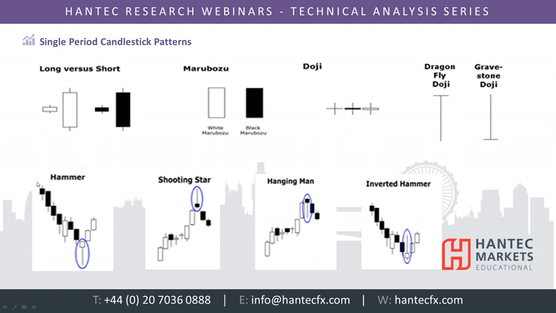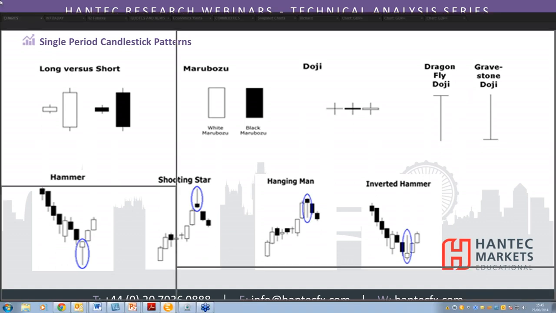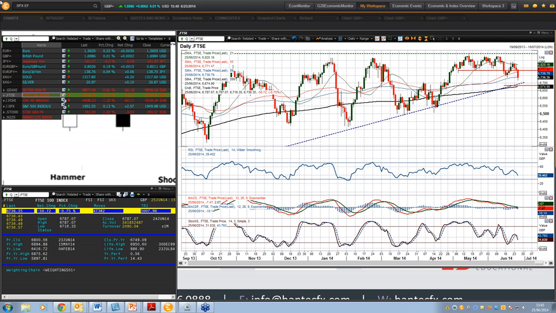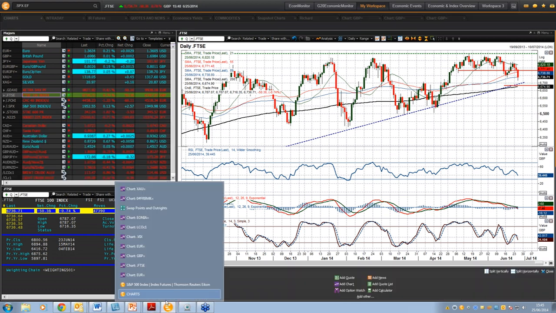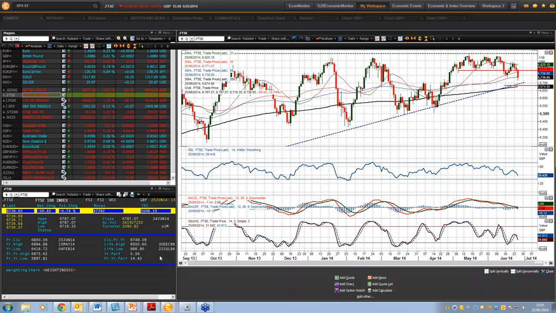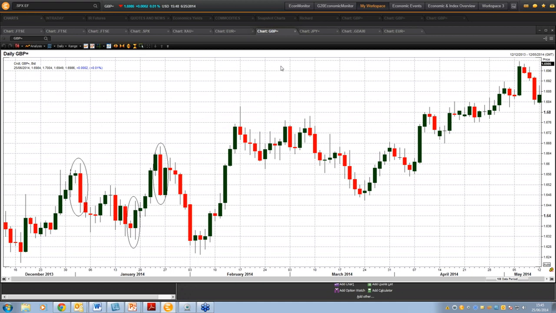This is back on the theory. Hammers can come at the bottom and tend to be the reversal of a bearish trend. Shooting stars, on the other hand, tend to be at the top of an uptrend and signal a reversal as well. So yes, you are indeed correct. We're on sterling. They do happen as a trend reversal.